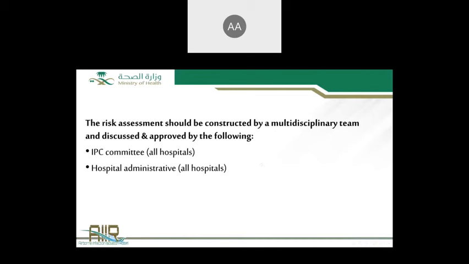The same risk assessment must be discussed in the Infection Prevention and Control Committee and must be approved by all committee members, and particularly the hospital administration, in all hospitals. So it is not acceptable that the members of the committee don't know about the infection prevention risk assessment conducted by the Infection Prevention and Control Department, and they also have to discuss the action plan or annual plan based on those risk assessments.